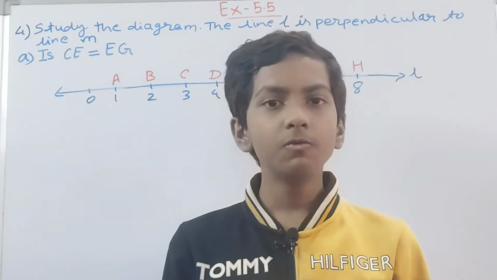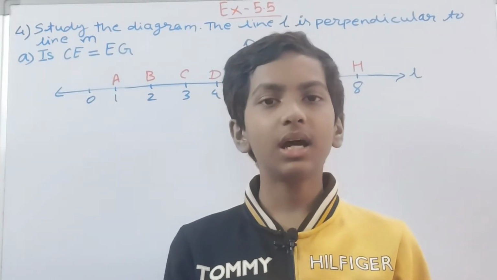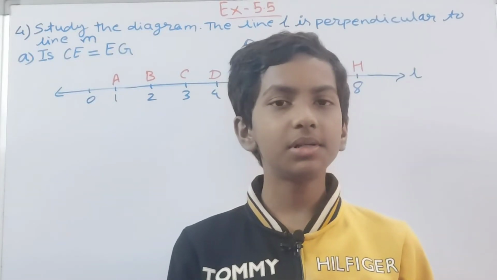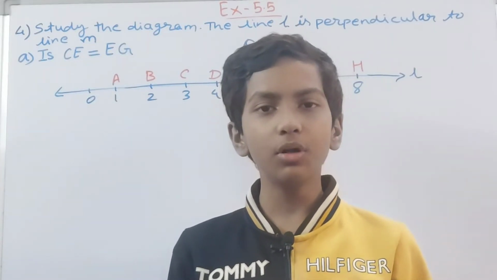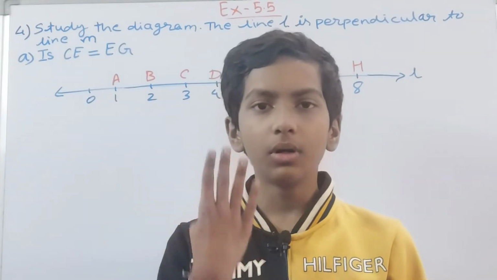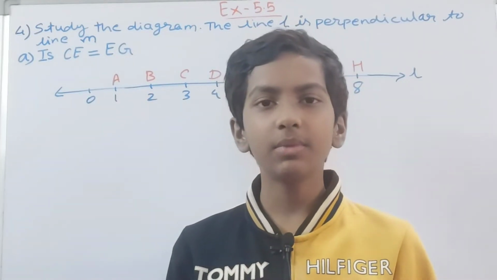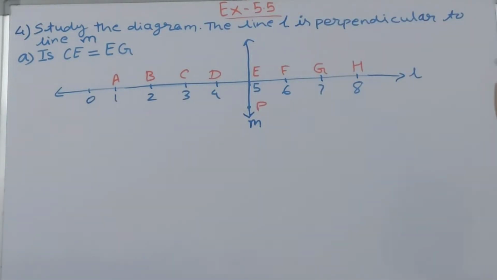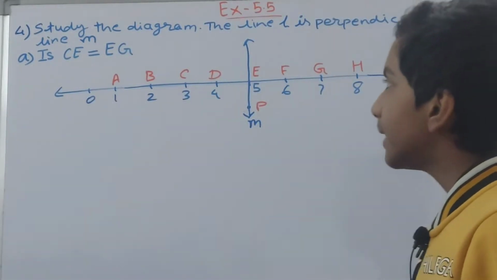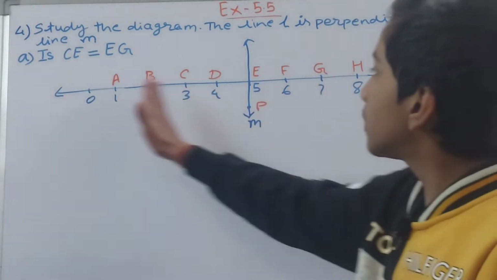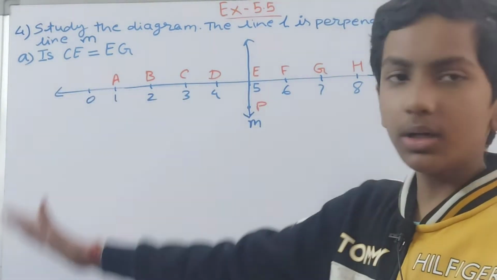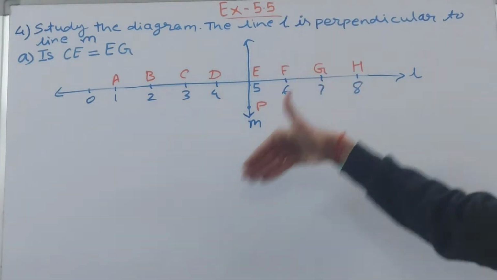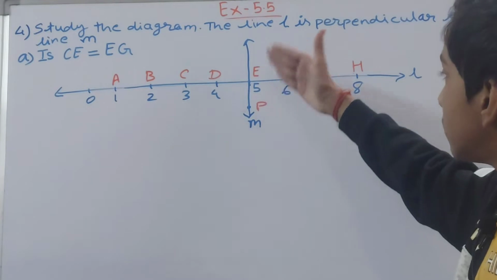In this video, we are going to solve NCERT Maths Class 6 Chapter 5 Understanding Elementary Shapes Exercise 5.5 question number 4. So friends, without wasting any time, let's begin. This question is, study the diagram. The line L is perpendicular to line M. This horizontal line here is your line L, and this vertical line here is your line M.